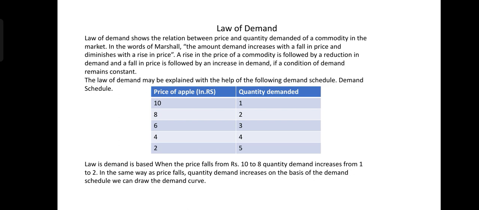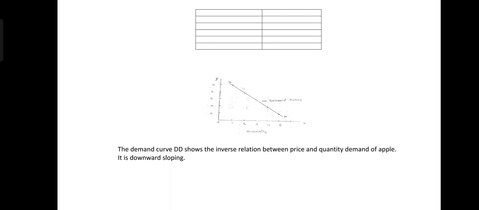Law of demand. Law of demand shows the relation between price and quantity demanded of a commodity in the market. In the words of Marshall, the amount demanded increases with a fall in price and diminishes with a rise in the price. Demand curve. DD shows the inverse relation between price and quantity demanded of apple. It is downward sloping.